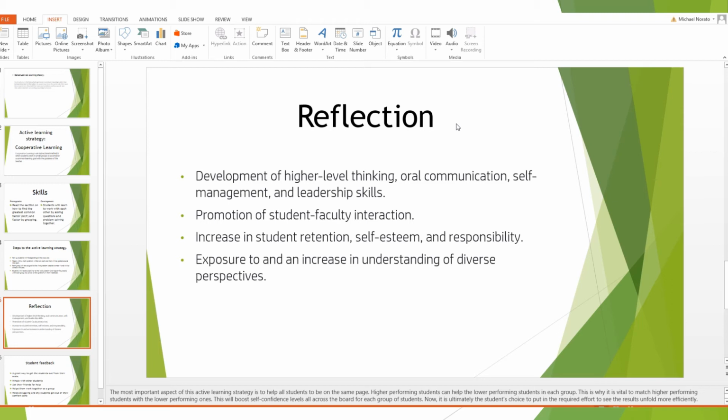And last but not least, it's a good exposure to and increase in understanding of diverse perspectives. They have to work with all different types of students from all different types of backgrounds and locations, and it gives them a chance to get comfortable with each other and just learn from each other and accept each other in one big camaraderie in the classroom.